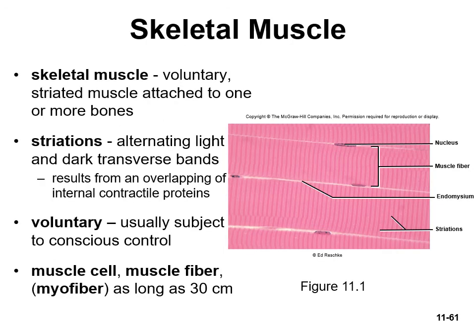So looking at the skeletal muscle, it is voluntary. It's striated and it's typically attached to one or more bones. The striations are alternating light and dark transverse bands. This results from those overlapping thick and thin myofilaments. So you can see the bands here that are perpendicular to the cylindrical shaped cell. Skeletal muscle is made up of muscle cells. Other words for muscle cells include muscle fibers or myofibrils, and they can be as long as 2 or 3 feet really.